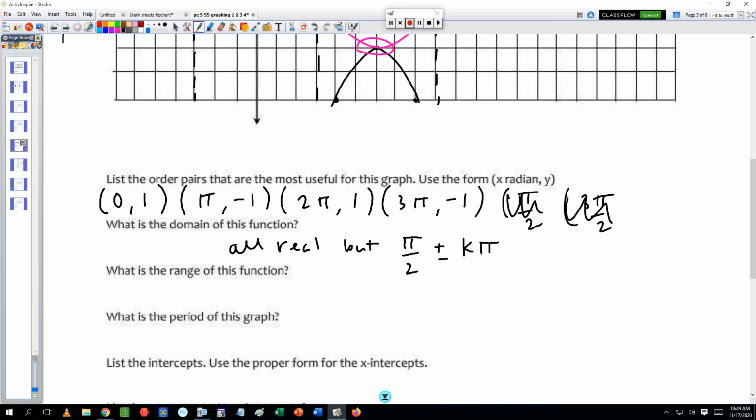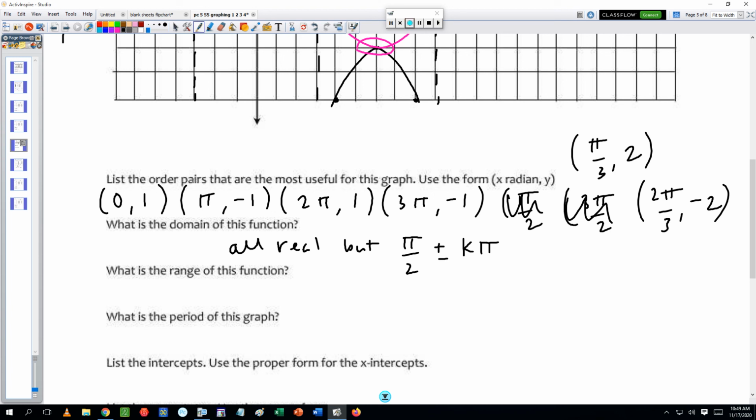What else was nice? Cosine loves the 60s, so pi over 3 was nice. That gave me a 2. 2 pi over 3 was nice. Second quadrant, negative 2. 4 pi over 3 was nice. That's going to be negative 2. And 5 pi over 3 would be nice. Would also be a positive 2 because fourth quadrant.